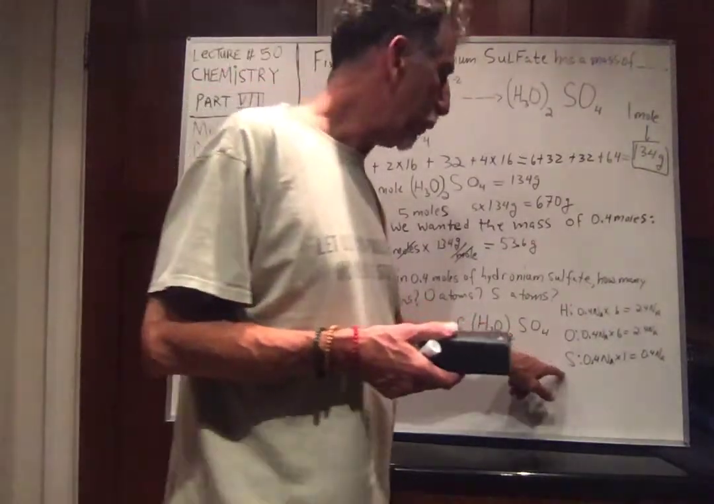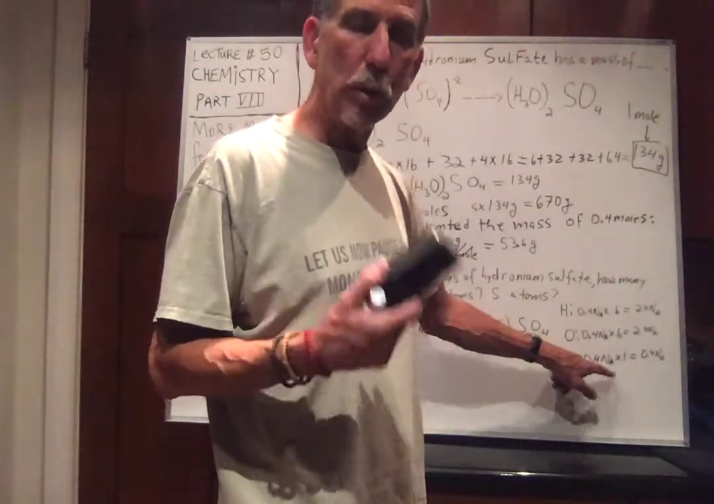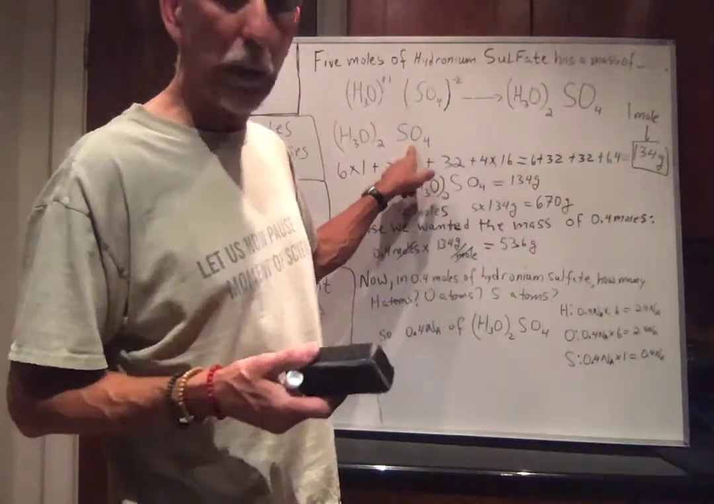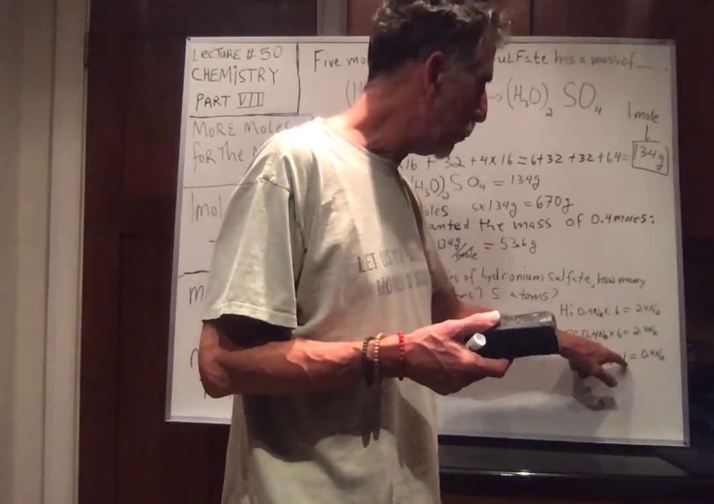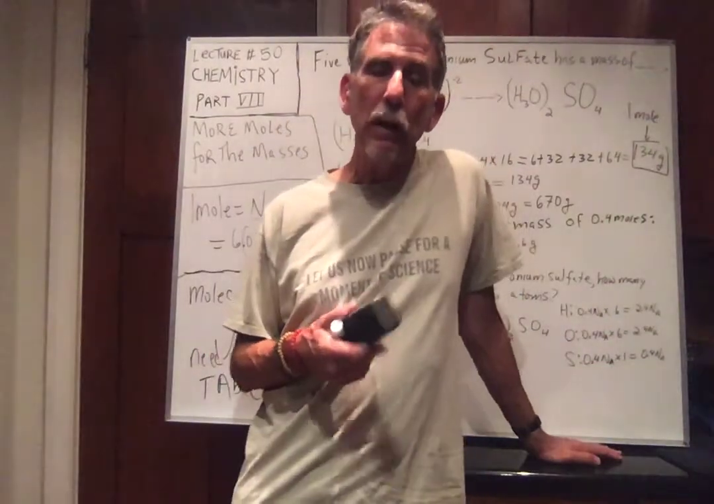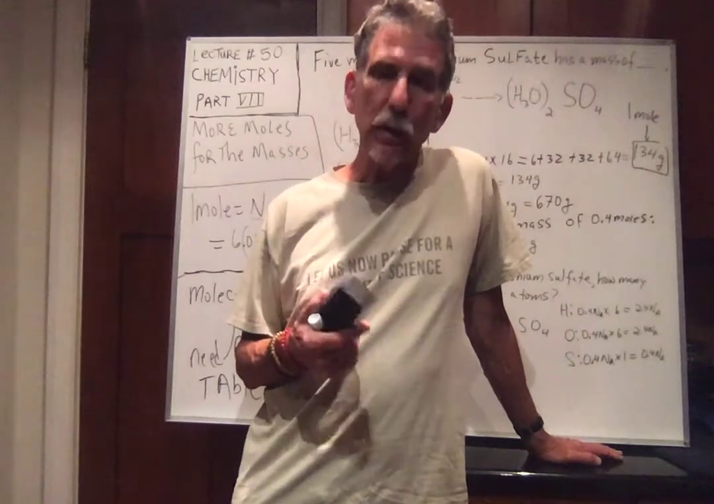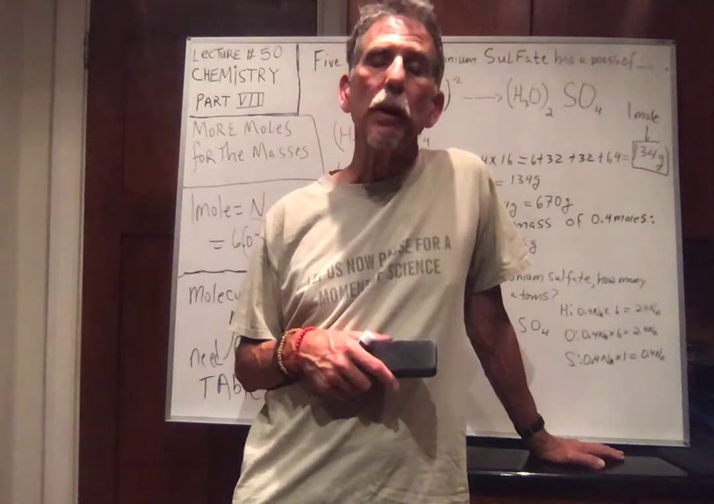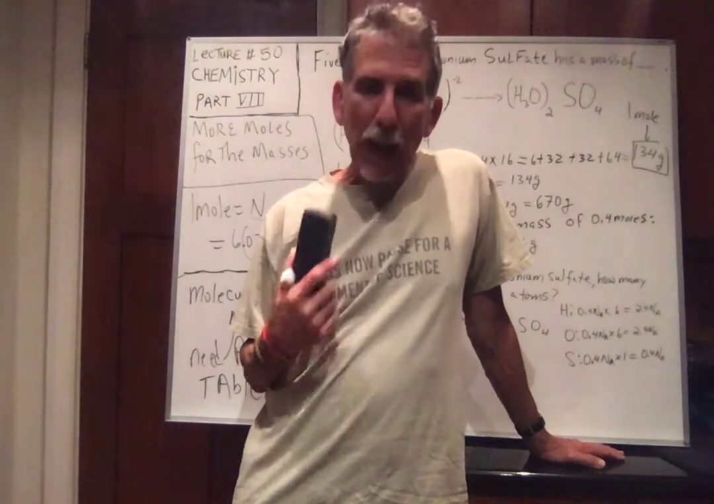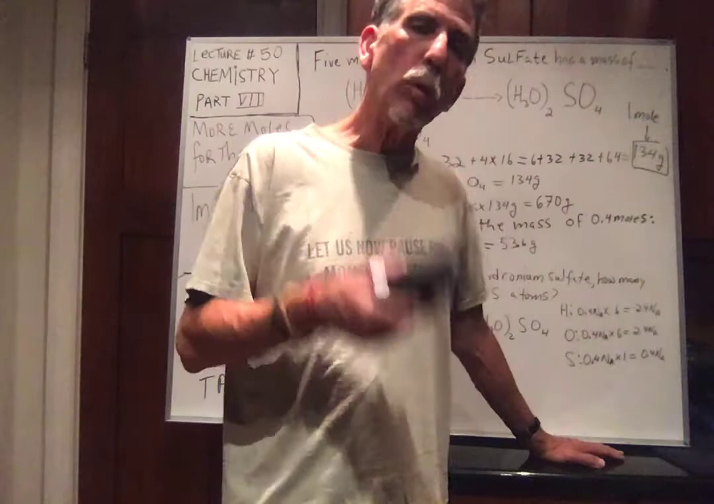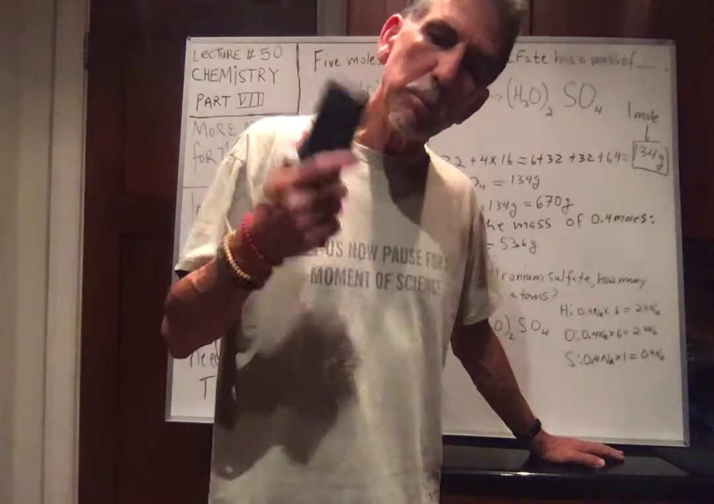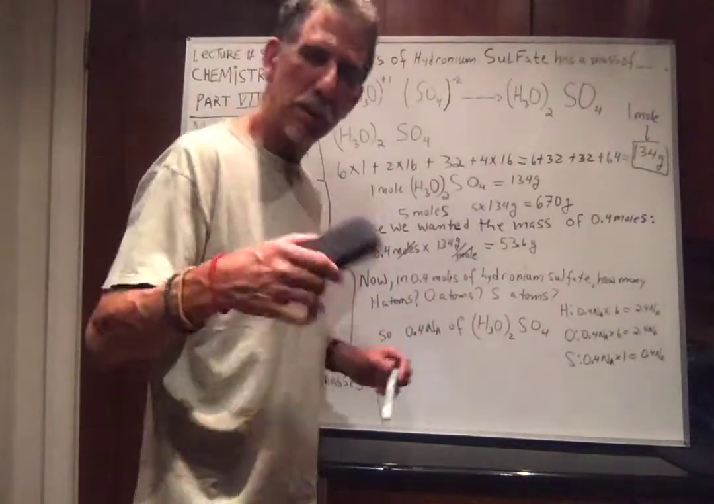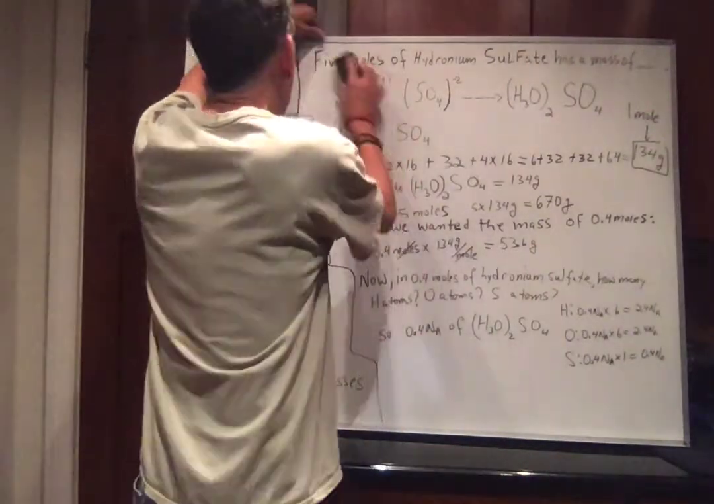Let's do sulfur. Again, we have 0.4 of a mole, which is 0.4 Na, times how many sulfurs are there? There's just 1 sulfur in this molecule. So we have 0.4 Na times 1, which is just 0.4 Na, or 0.4 times 6 times 10 to the 23rd sulfur atoms in 0.4 moles of hydronium sulfate. That's a lot to say. Okay, so let's do another example because I know it's a bit confusing. Stay with me.